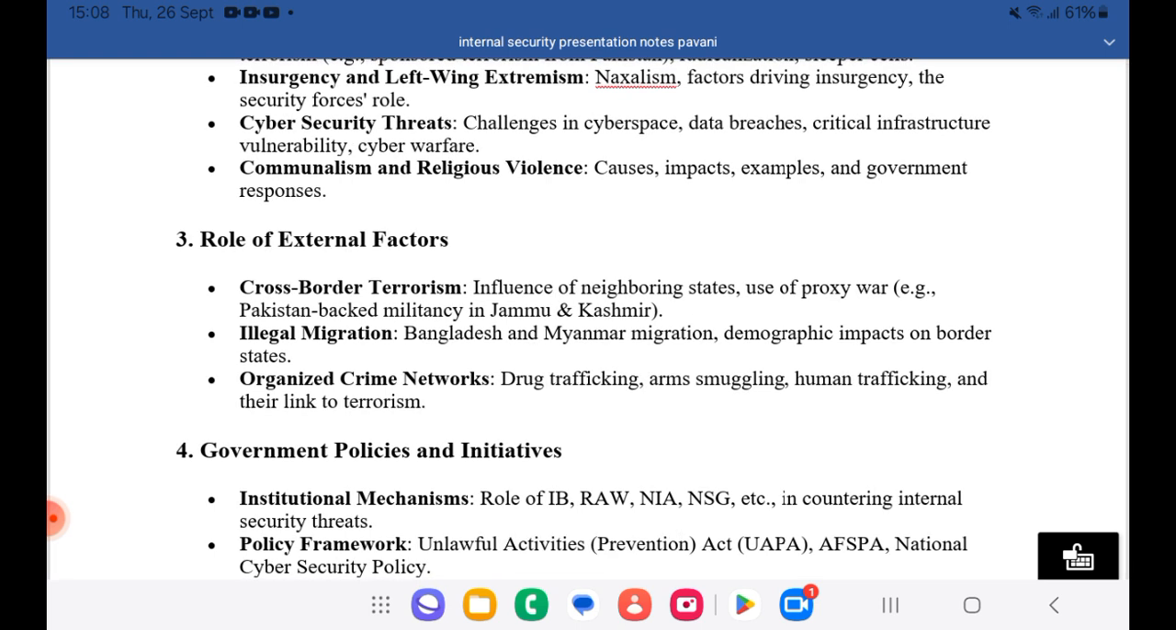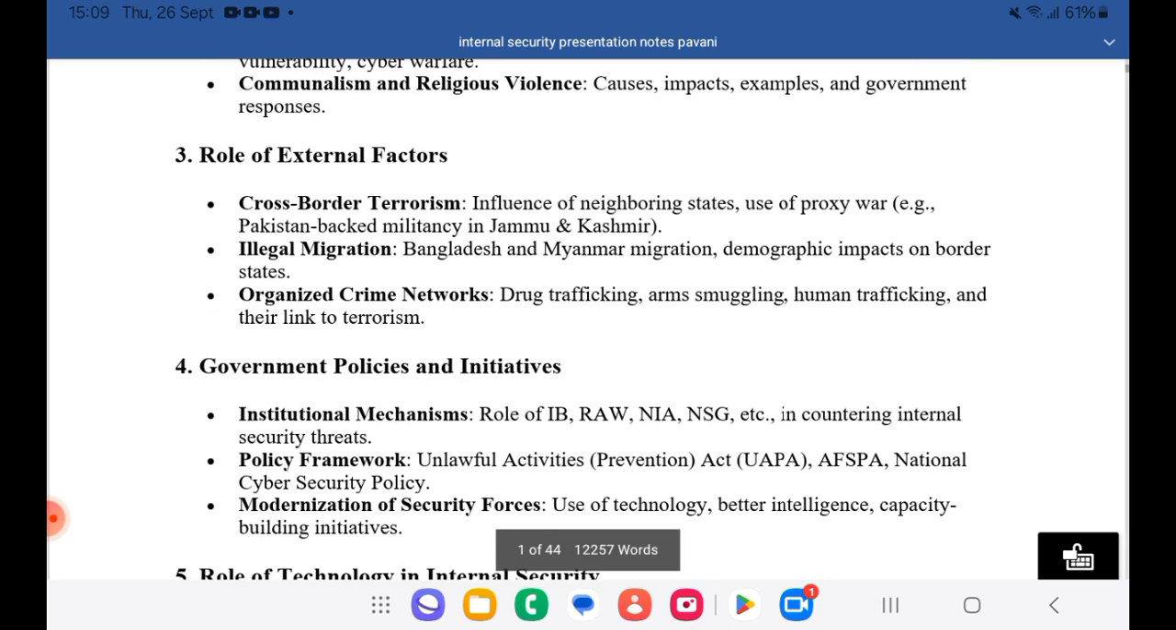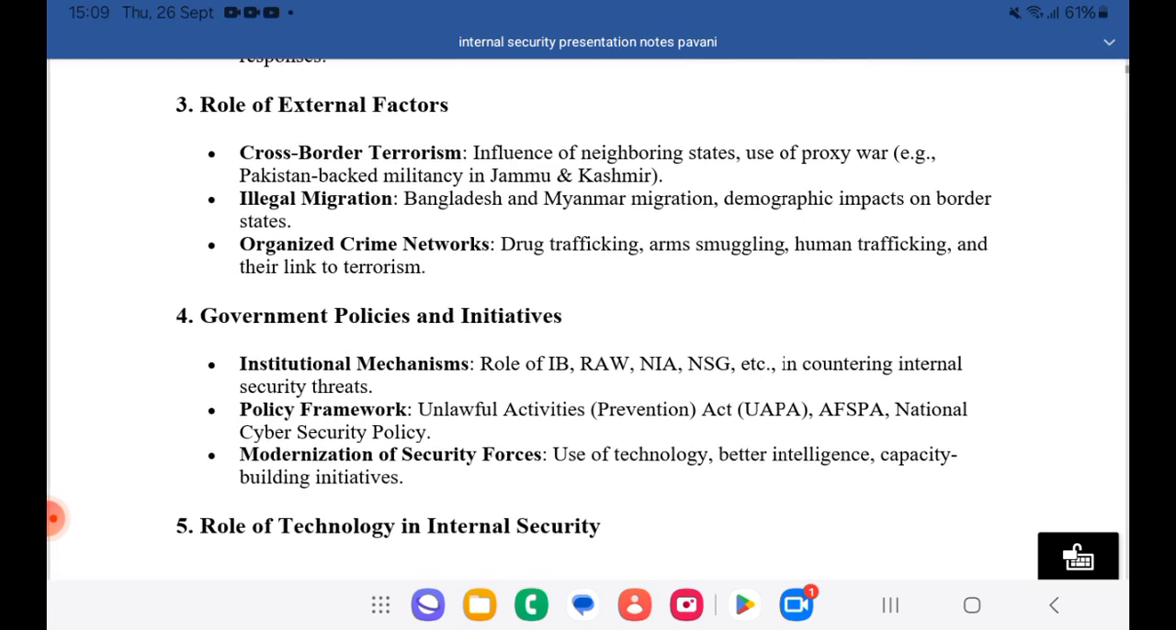So the next point is the role of external factors. When we talk about external factors, we'll be talking about cross-border terrorism such as proxy wars. We should also mention illegal migration, particularly Bangladesh and Myanmar migration to India, and organized crimes such as drug trafficking, human trafficking, arms smuggling, etc. Then fourth is government policies and initiatives.